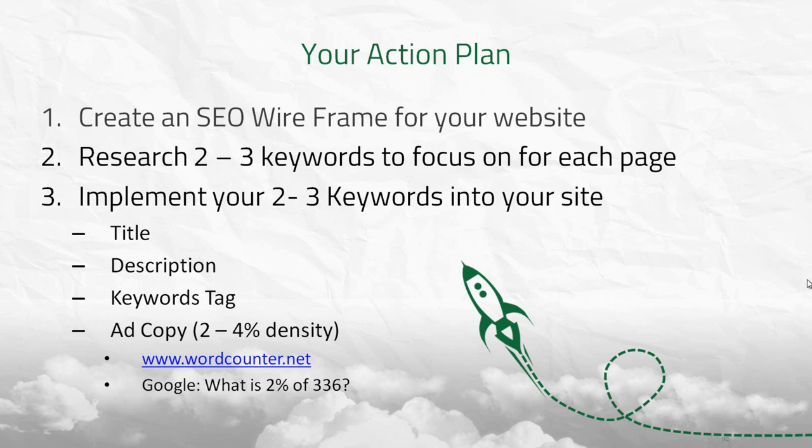So I think 2% of 336 is about 6.7 or something like that. So that means it would be in there roughly about 6 or 7 times. Usually round up or round down, either way works. But that's roughly, again, about the 2% density is where you want it to be. But you can use Google if you're not the best at math like myself.